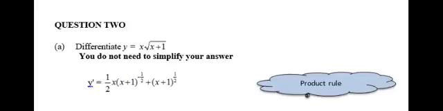Question 2a. We need to be able to recognize when to use product rule and quotient rule. This is a product because we have x times square root of x plus 1, 2 different expressions with x. Product rule: write down the first, differentiate the second, plus write down the second, differentiate the first. And square root of x plus 1 is (x + 1) to the power of a half. Differentiate, it becomes a half times (x + 1) to the negative a half.